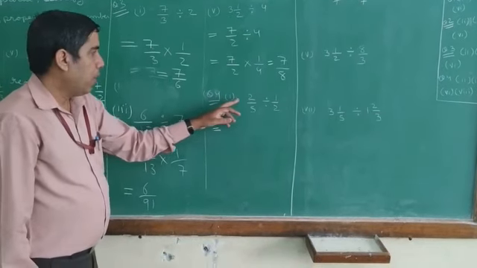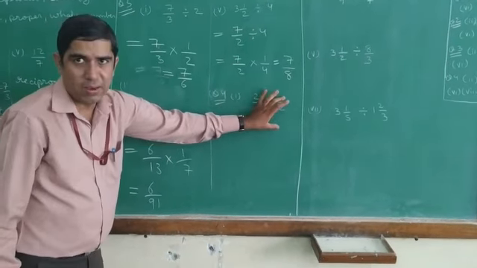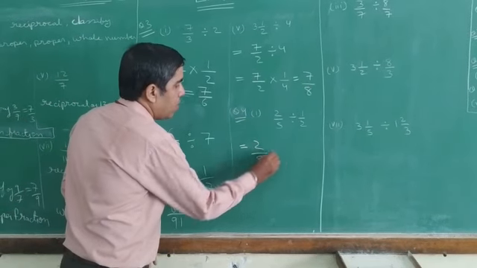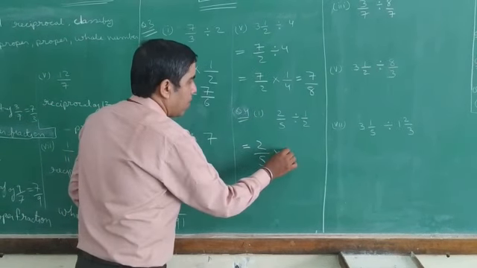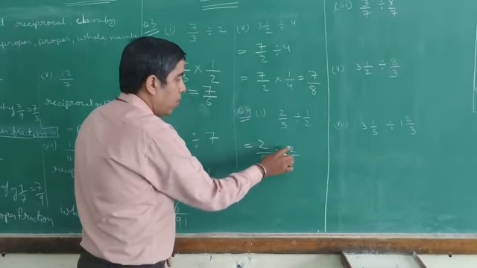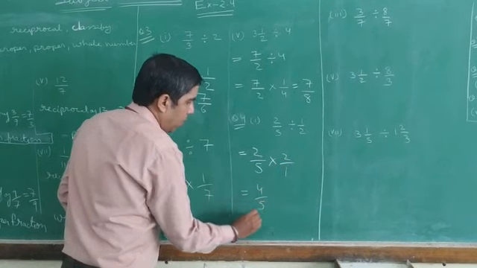Now I am starting question number 4. This is 2 by 5 divided by 1 by 2. You can see here both numbers are fractions. So it is only a change here: 2 by 5, and it comes here 2 by 1. The reciprocal of 1 by 2 is 2 by 1. So it comes 2 times 2 is 4. 4 by 5 is the answer.